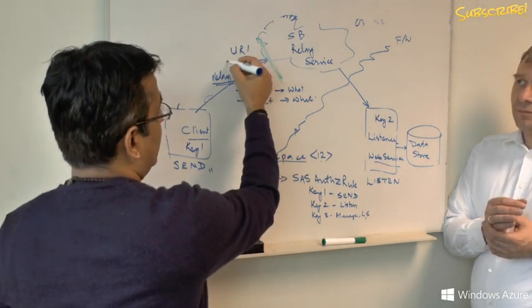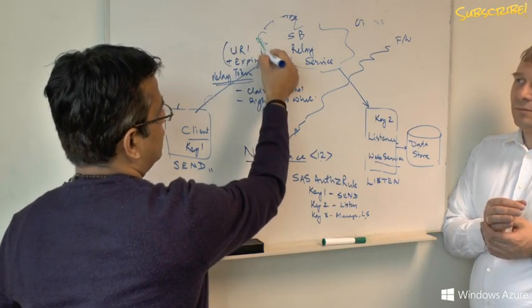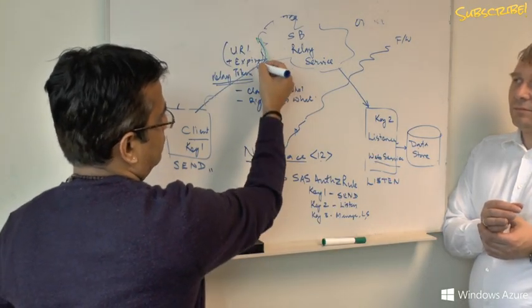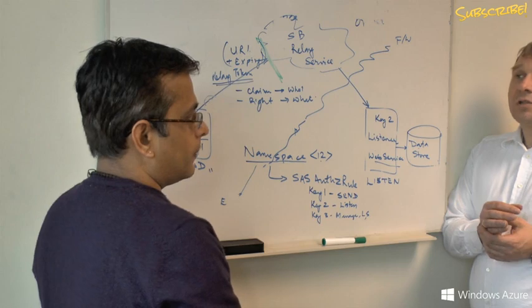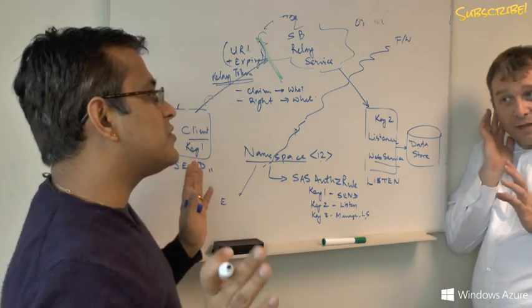So the URI plus expiry are the two most important elements, and you sign that with the HMAC with key 1, and that's it. That's your token. So of course, all of our APIs will make that wonderfully easy. You don't have to worry about it.